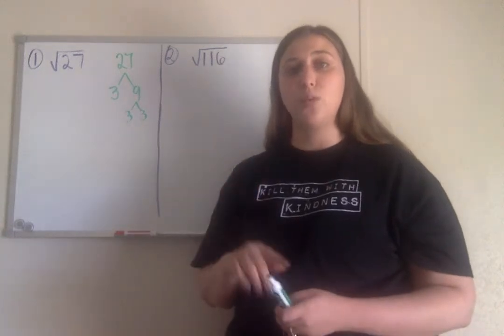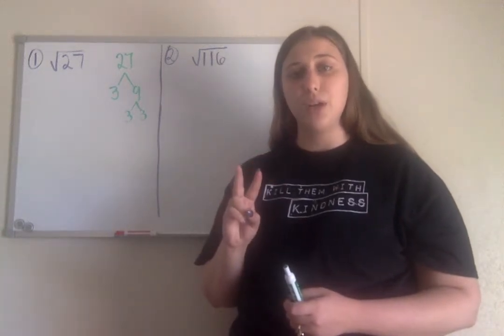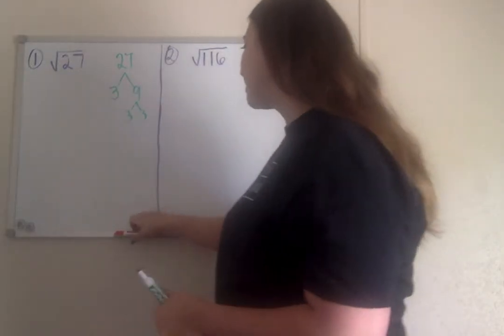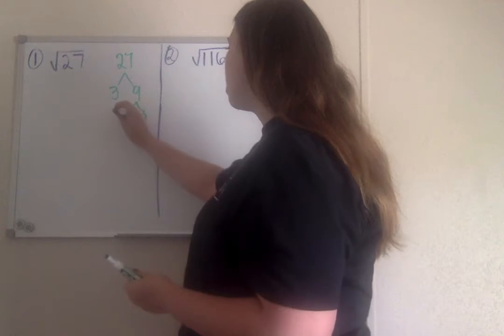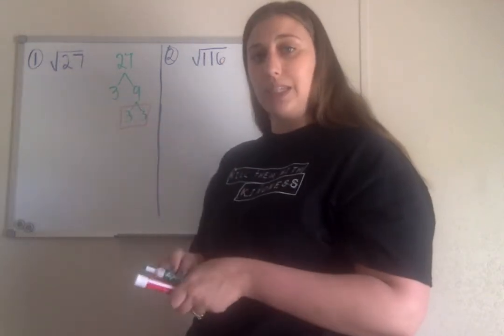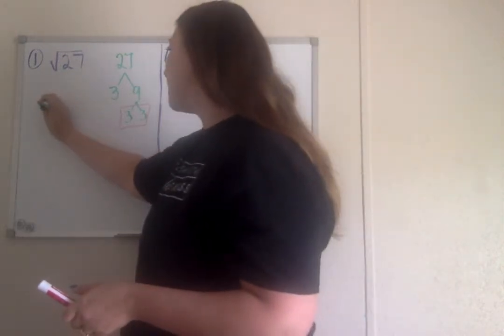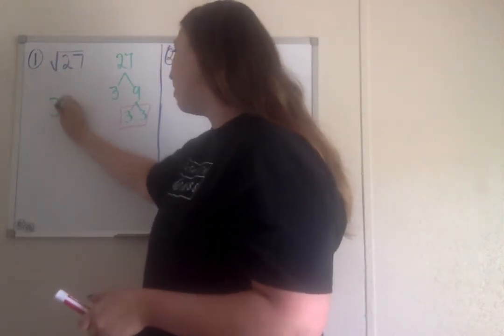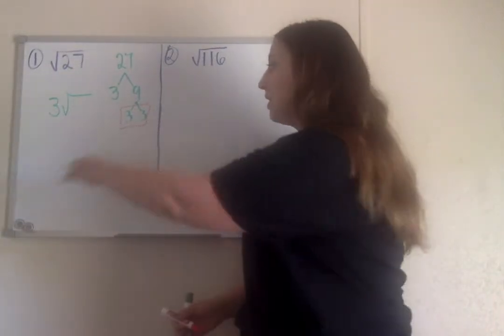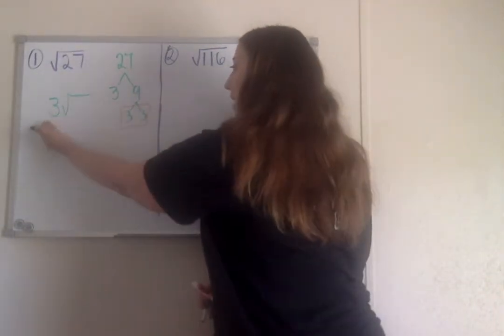Right, because remember, we need 2 of the same number in order to pull it out from that square root. Right, so I see up here that we have 2 3's. Because we have 2 3's, that means that we can put a 3 on the outside of the square root sign. Because again, our goal is we're simplifying this. Because we have 2 of them, we can pull it out.